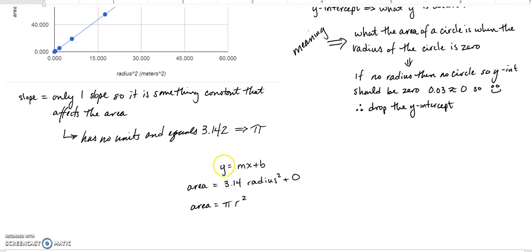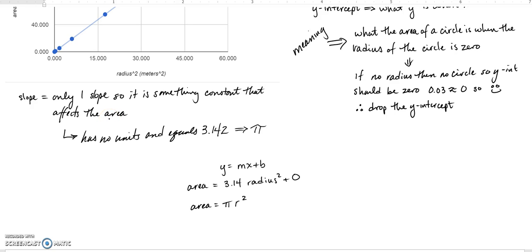So in recap, you've got the equation of a line, and you're trying to figure out what everything means. We determined that the meaning of the y-intercept is what the area of a circle is when the radius of the circle is 0. That's the actual meaning. And then we said, how do I use that? Well, you drop it. And then the slope, what does the slope actually mean? Well, the slope's always something that's constant. So you have to ask yourself, what's constant in this?